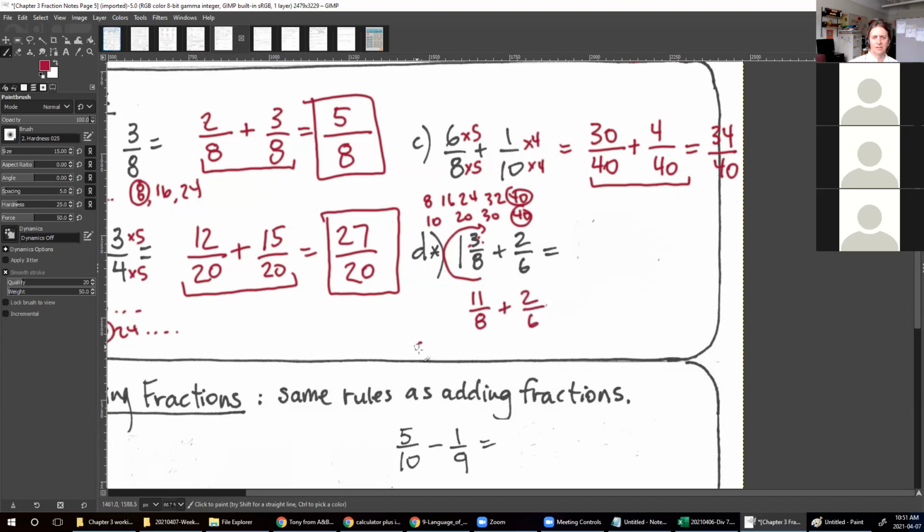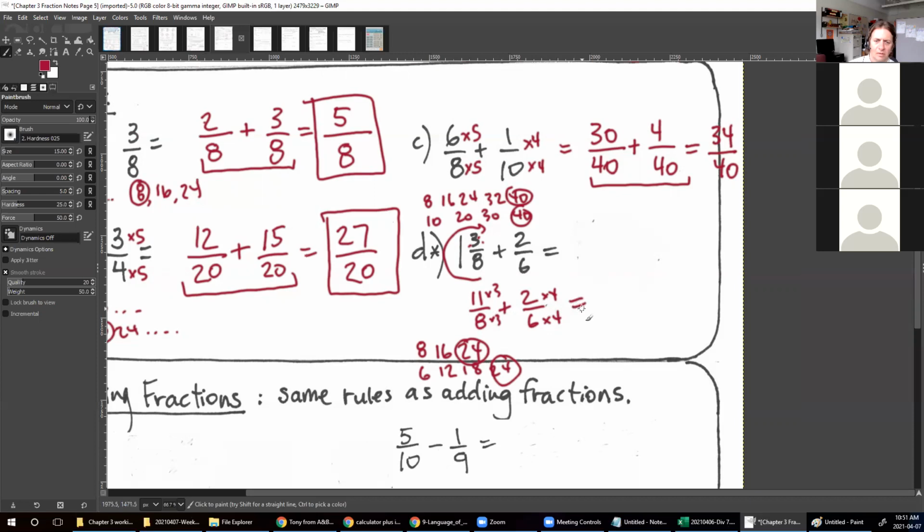And I'm going to list my multiples of 8: 8, 16, 24. This could be 6, 12, 18, 24. Oh, 24 is the number. So I'm going to multiply. I'm sorry, I'm making this really small. 3 times 8 would give me 24. And this one, 4 times 6 is 24. So I'm going to multiply the top and the bottom by 4.